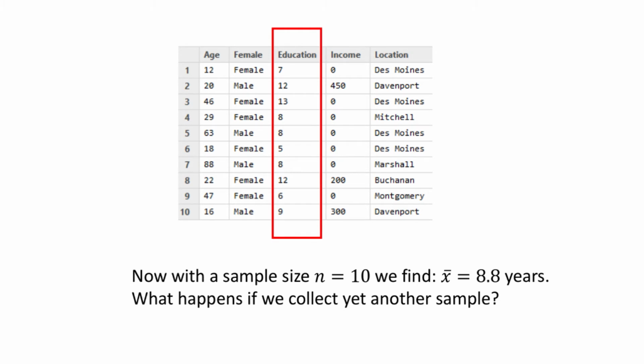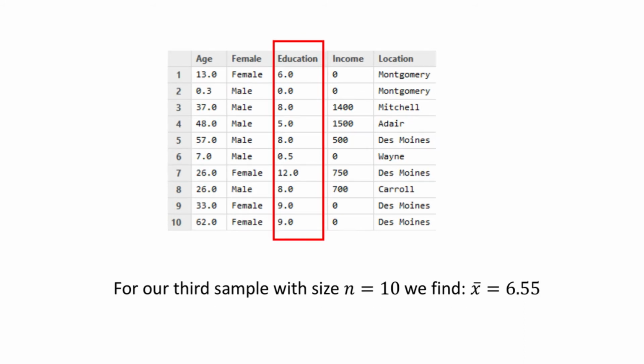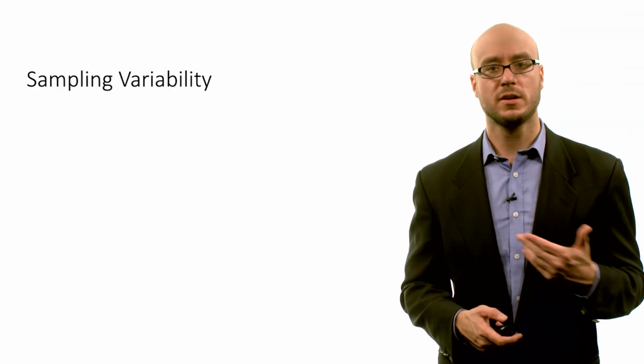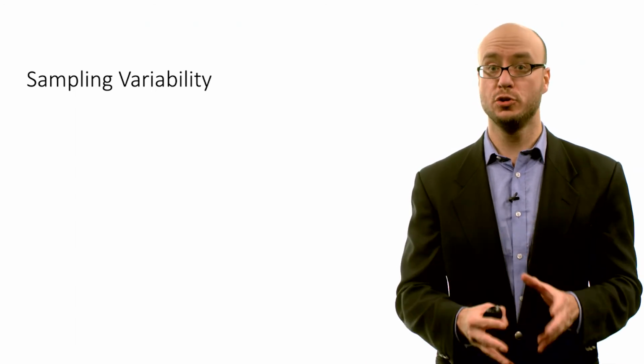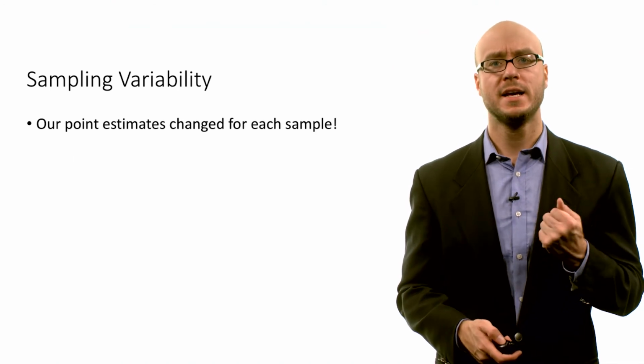But what if we were to collect yet another sample? Well, this third sample is a set of 10 people. We find that the sample mean is 6.55. So it's between these two values of 6 and 8.8, but they're varying. And this variation in terms of sample means, due to the process of taking a simple random sample from a population, we call sampling variability.